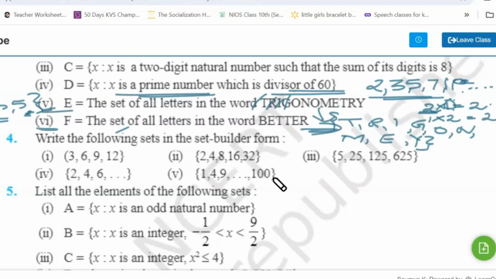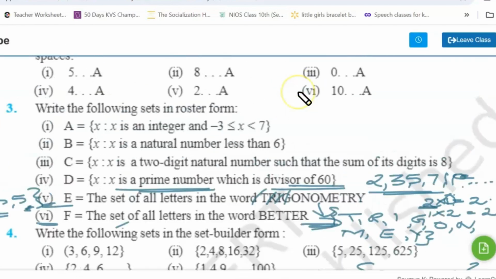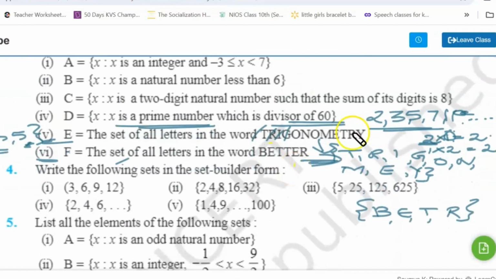Then comes 6. F, the set of all letters of the word better. So better, B, E, T, R. These are the elements. Hope you understood how to write this in roster form. With all the elements included, we call it a roster form. Okay.